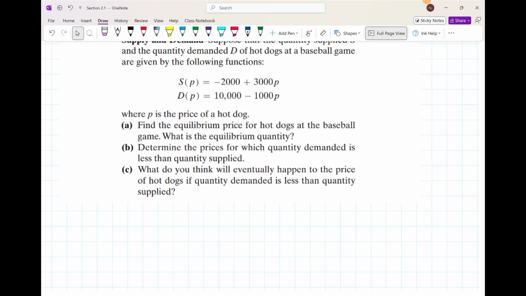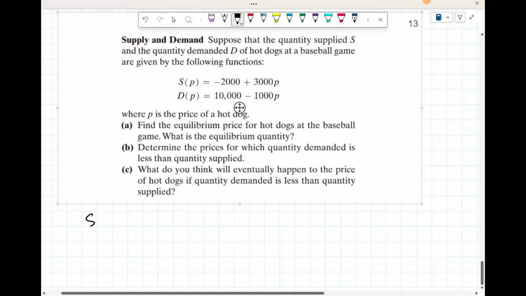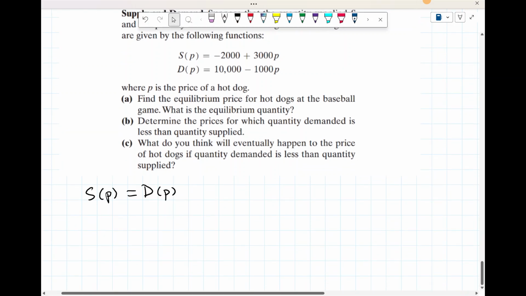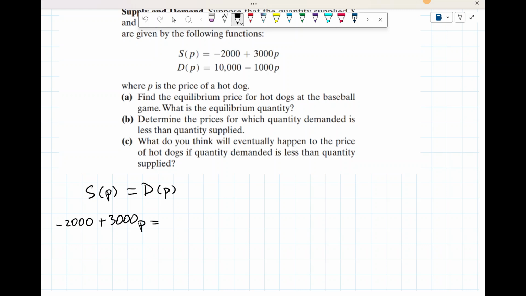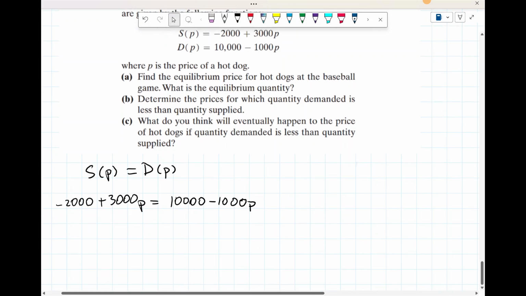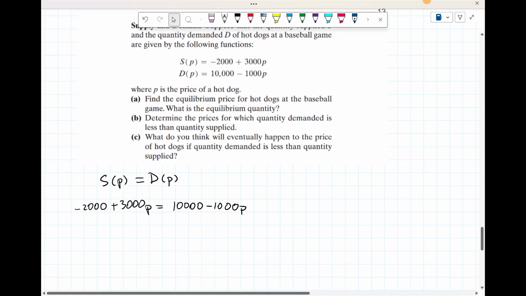So when will supply be equal to demand? So let's start with that. When finding the equilibrium price, we always want the supply function to be equal to the demand function. And that will be when my supply function, negative 2,000 plus 3,000 P, equals my demand function, 10,000 minus 1,000 P. And I just need to solve this system of equations.